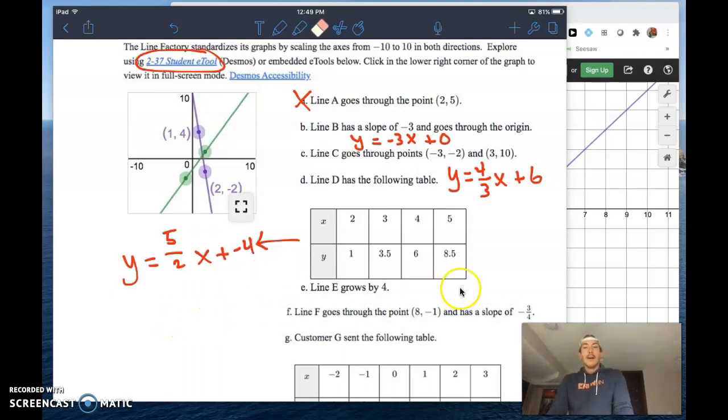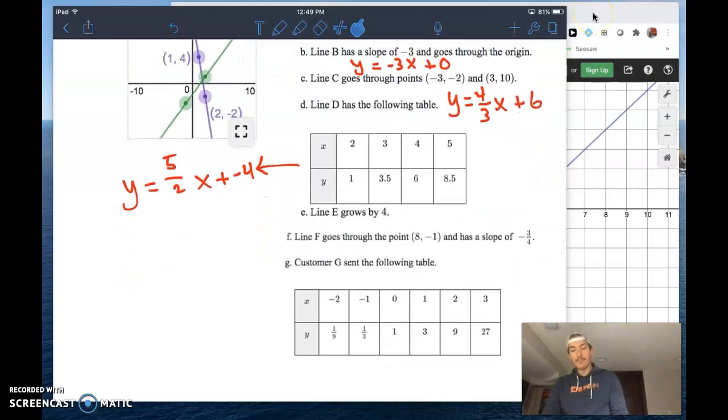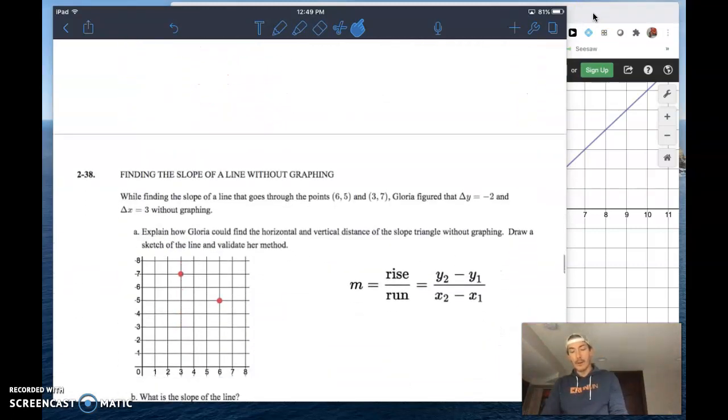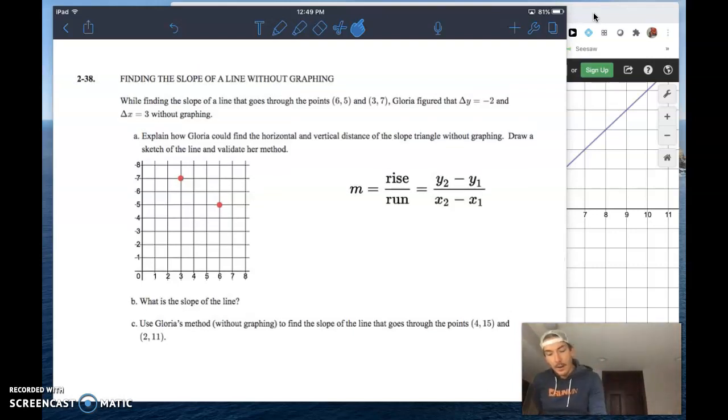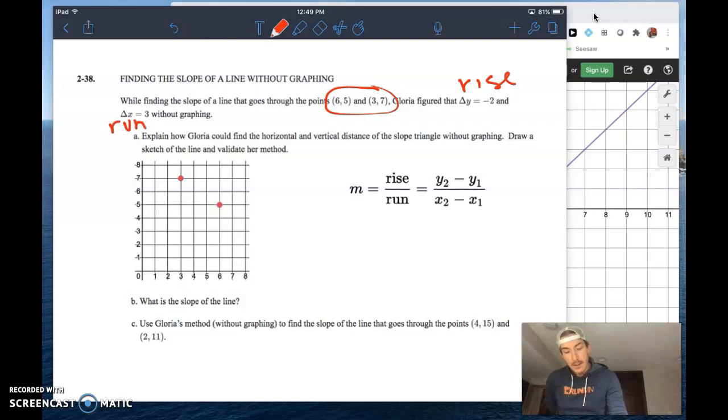All right. Couple more that I'm going to let you explore and try on your own, and I'm going to show you one more thing before this video is over that's really probably going to reiterate a couple things that you know, and this is of course that formal definition of finding the slope. All right, when finding the slope of a line, we've got 2 points here. Gloria figures out her change in y, or her rise, is -2. That's all that means. That's just a change in y. All right, rise, and the run is 3, the change in x.